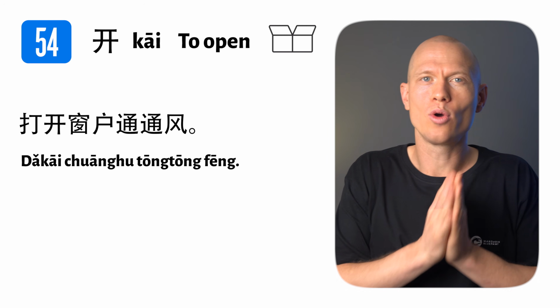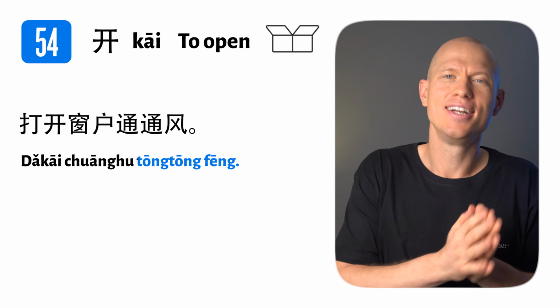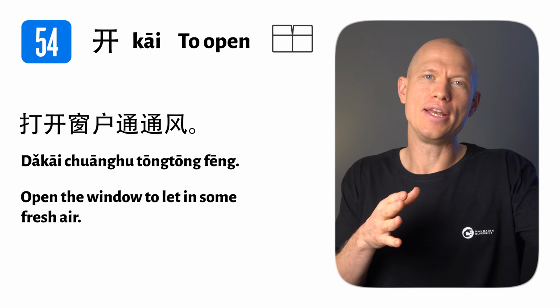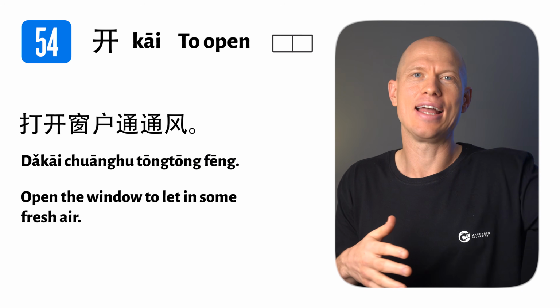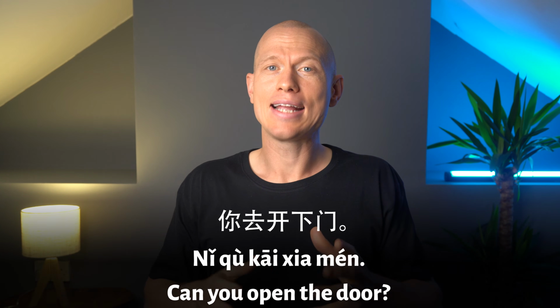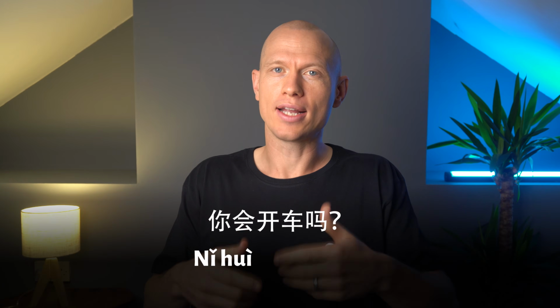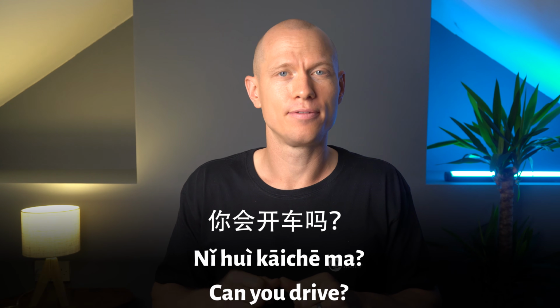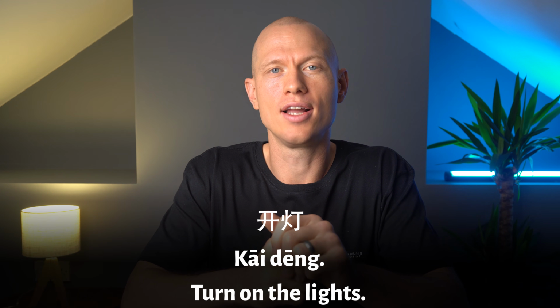Next up, 开, 打开窗户, 通通风. That means to open the window in order to let the air in and let the air through the room. 你去开下门. 开 is also used for driving. 你会开车吗? Can you drive? And it's used for turning on lights. 开灯, turn on the lights.